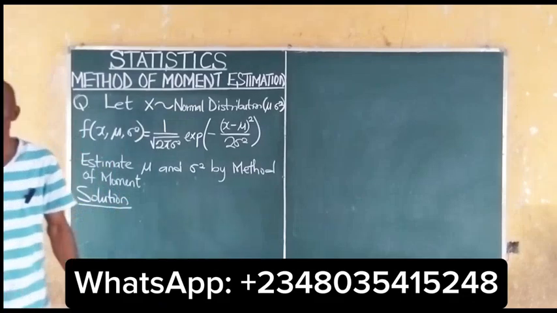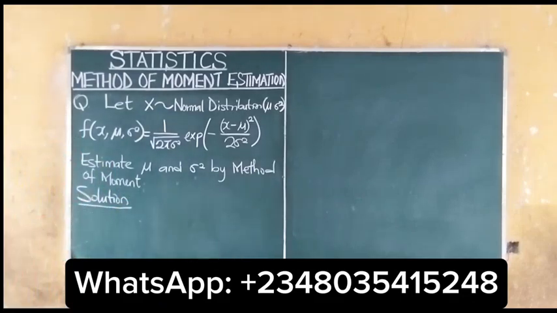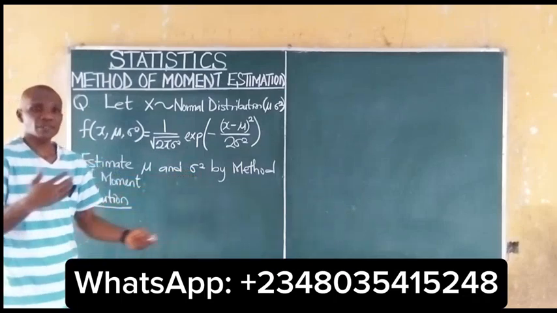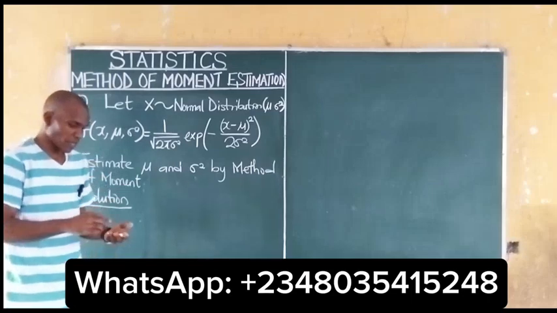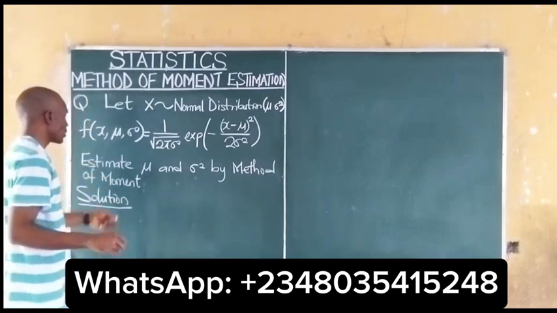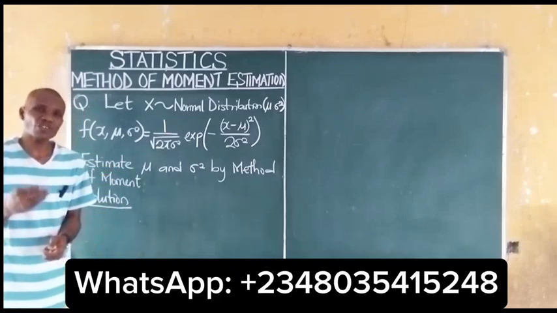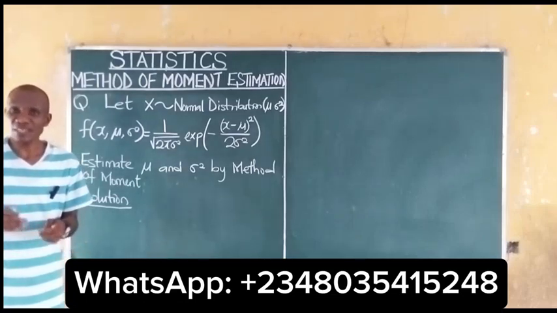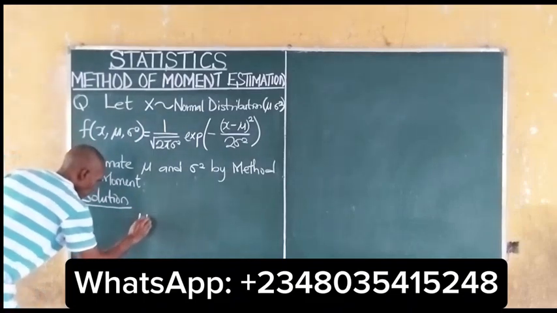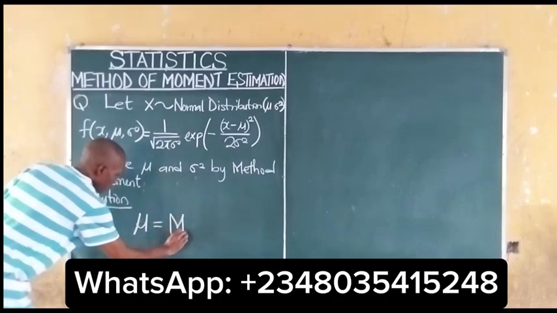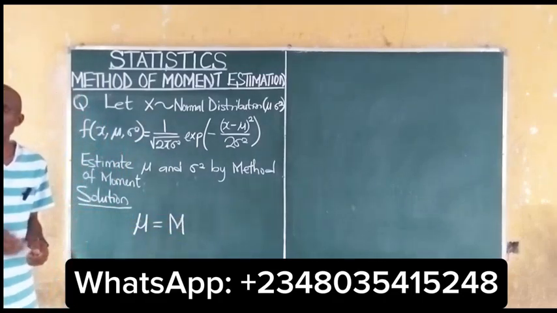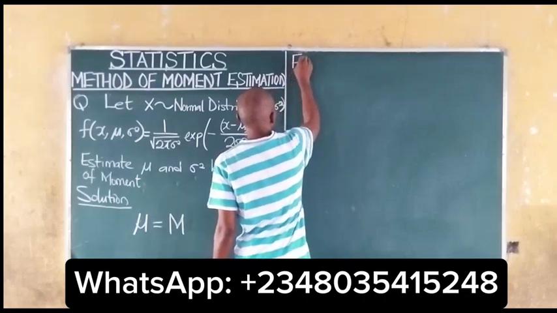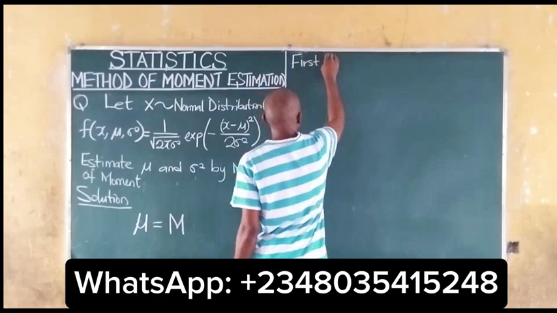Now, if you watch out, this question has two parameters in it. So what do we do? We are asked to estimate the mean and the variance, that means mu and sigma squared, by method of moments. We already said that the method of moments solution is when the population mean is equated to the sample mean. Now, this time we'll have the first moment and the second moment since we have two parameters.